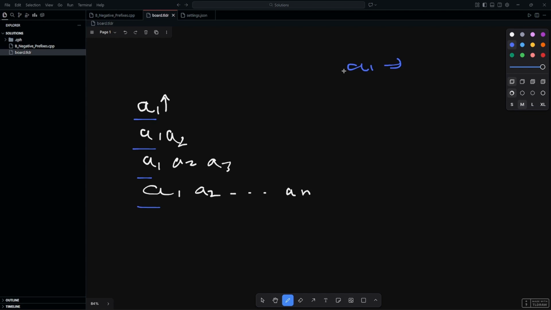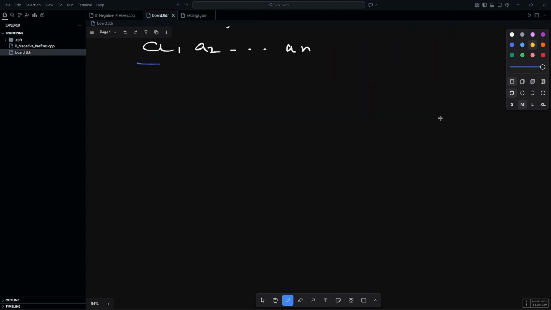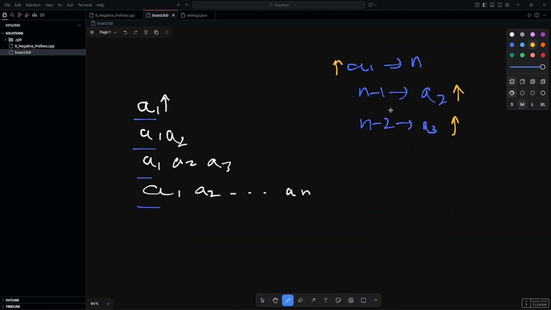For n prefixes, there's n times A of 1, n minus 1 times A of 2, n minus 2 times A of 3. That means if I want to maximize this particular prefix sum, then is it very clear that I need to maximize A of 1? Then since the next highest contributing element in this is A of 2, and the third highest contributing element is A of 3, that means A of 1 should be the first maximum, A of 2 should be the second maximum, A of 3 should be the third maximum. Isn't it? All right. This is what you'll think.